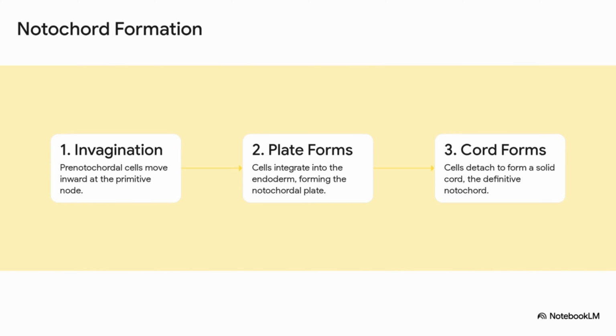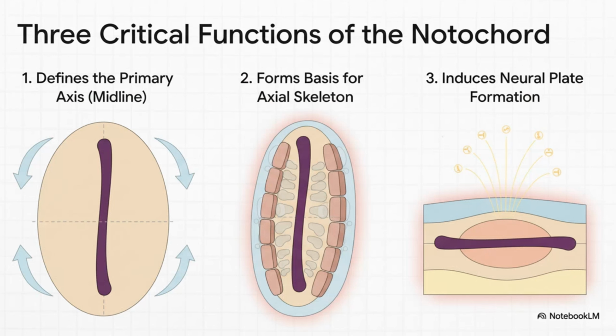They actually integrate themselves right into the endoderm layer for a bit, forming a temporary thing called the notochordal plate. Then finally, these cells detach from the endoderm and come together to form a solid, rod-like cord, and that's the definitive notochord. So why is this little rod so important?